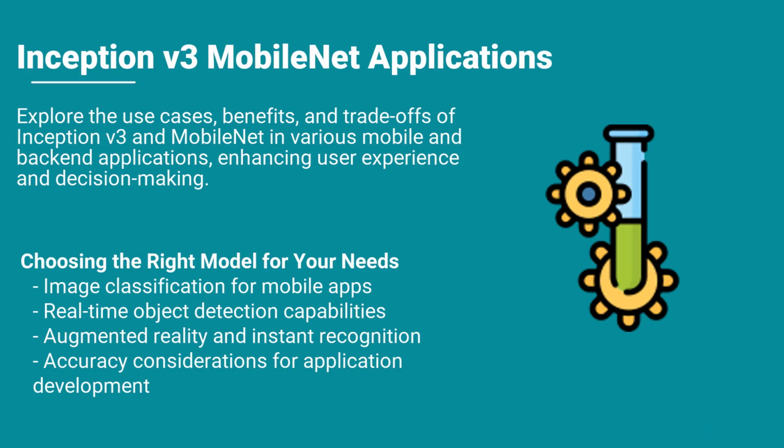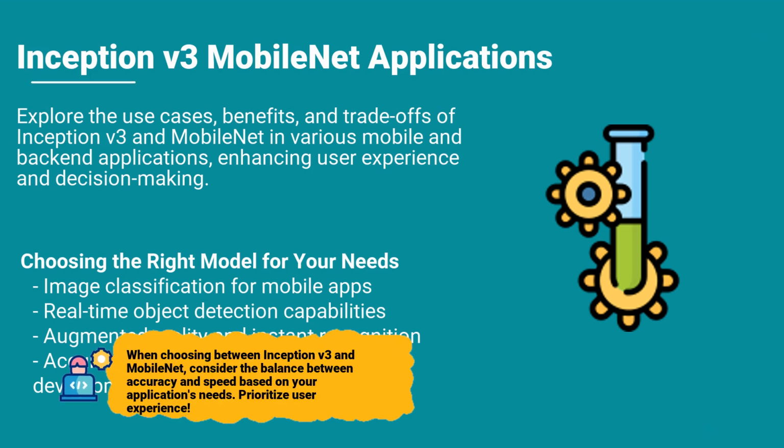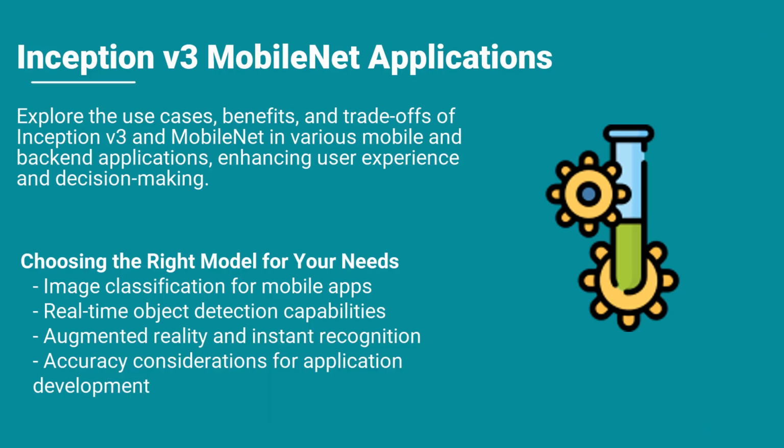Ultimately, your decision should take into account the nature of your application. If you need quicker responses with a slight trade-off in accuracy for mobile devices, go for MobileNet. However, if the highest accuracy is non-negotiable and resources aren't a concern, then Inception V3 would be the way to go. Now, in conclusion, the journey doesn't end here.